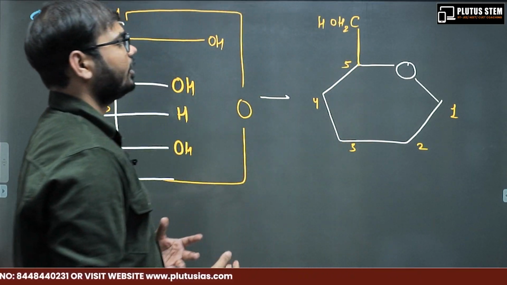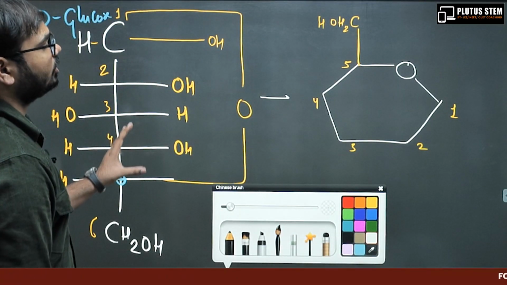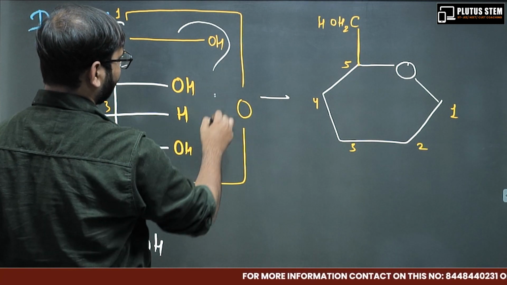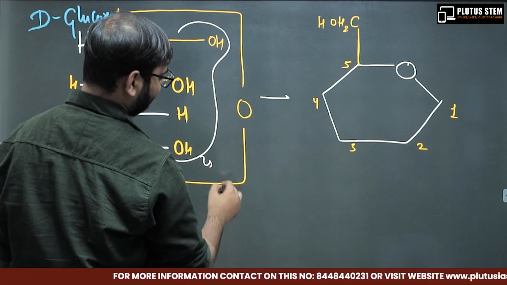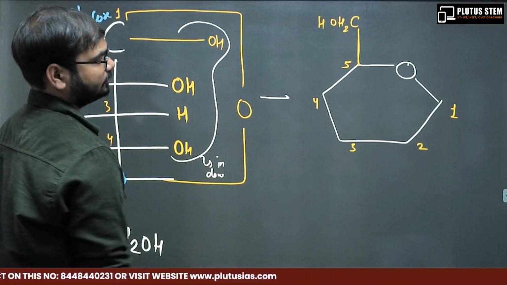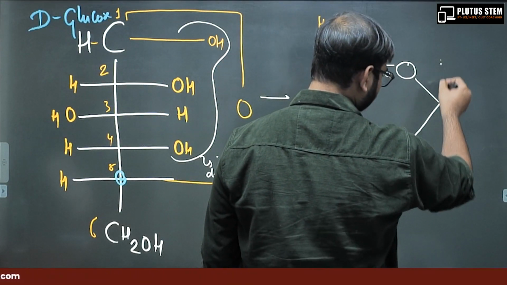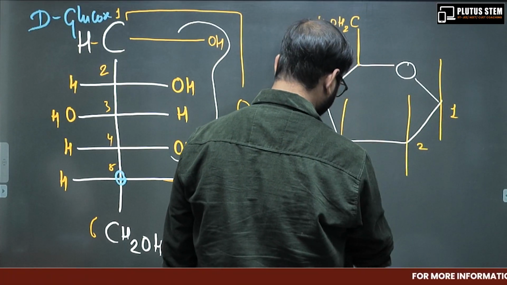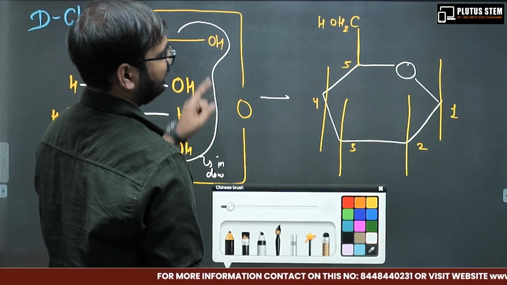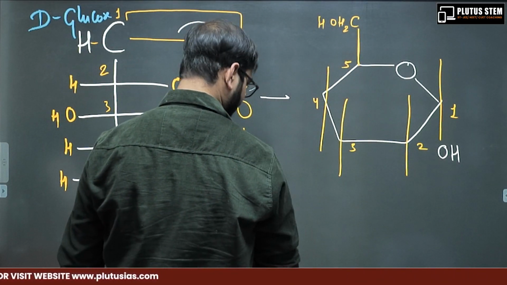Now in order to make the structure, you always need to look at the groups that are coming inside of the ring. They are always assumed to be in the downward plane of this ring. So that means if I make the groups right here, the OH is inside of the ring, so it will be coming downward of the plane.